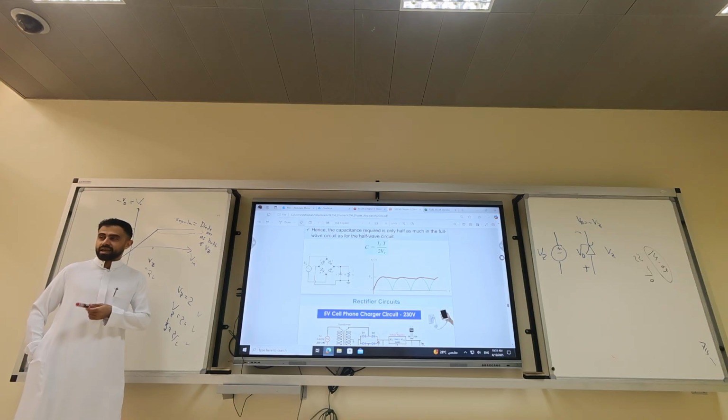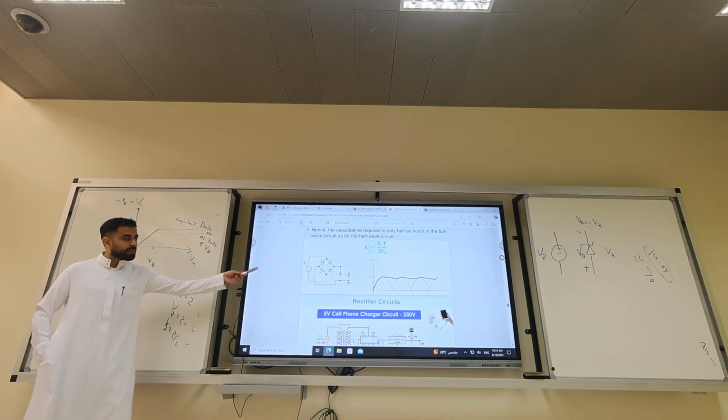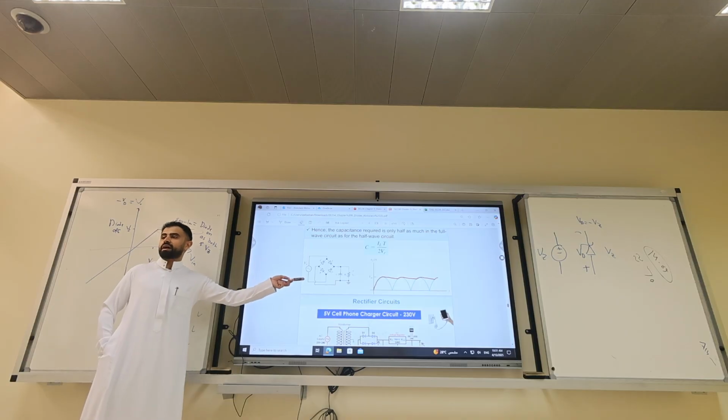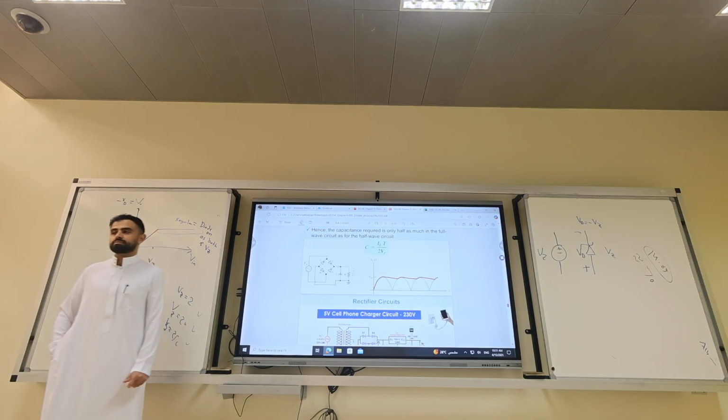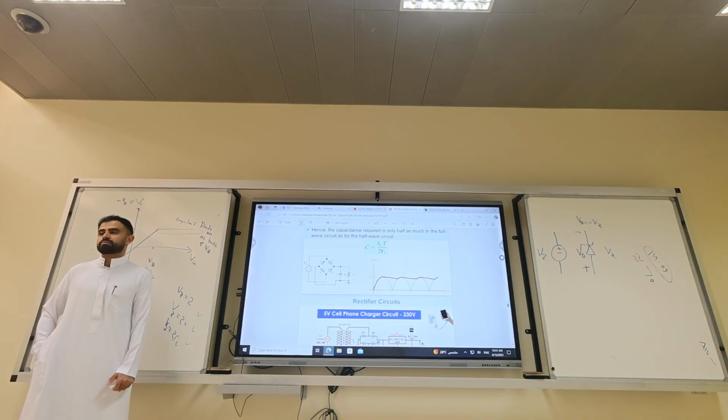Okay. Key important is to understand why the capacitor required in the full wave rectifier is half the size of the half wave. Why? Because in the full wave rectifier we use the negative cycles. That's the right answer. Okay?